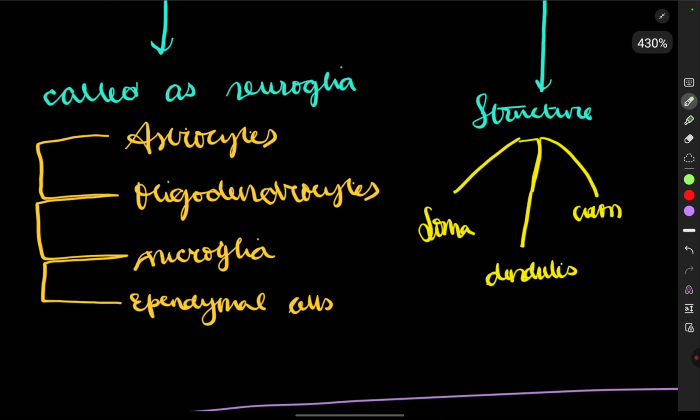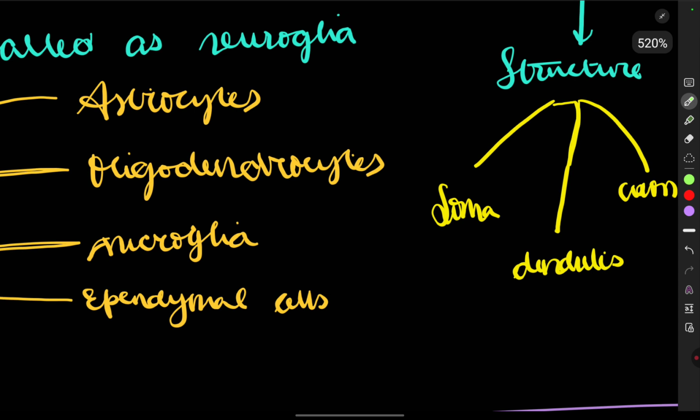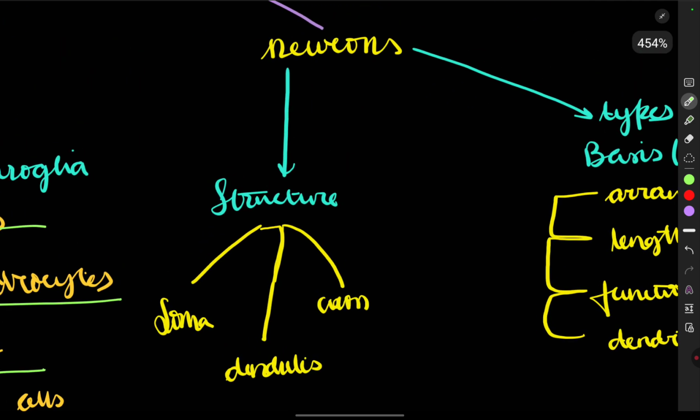Okay, the glial cells are also called the neuroglia. They are of different types: the astrocytes, the oligodendrocytes, the microglia, and the epidermal cells. I don't know how to pronounce this, I guess it's like epidermal cells. Okay, whatever. It's important to learn. I know it's important to pronounce the word correctly as well, but it's okay.